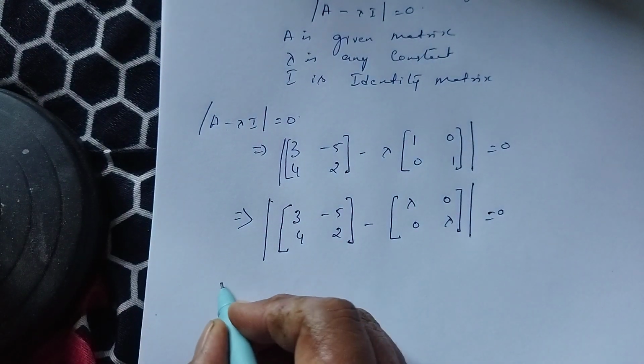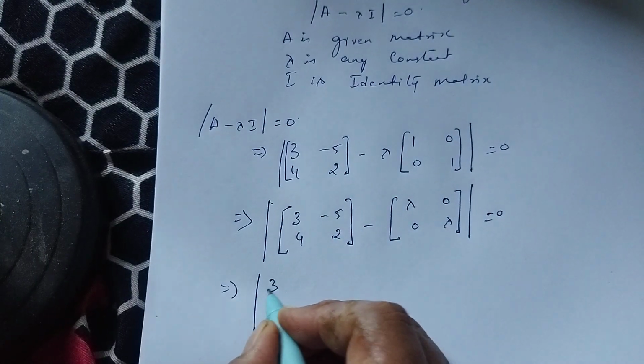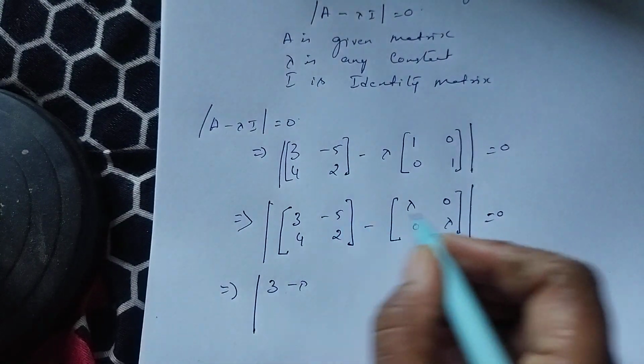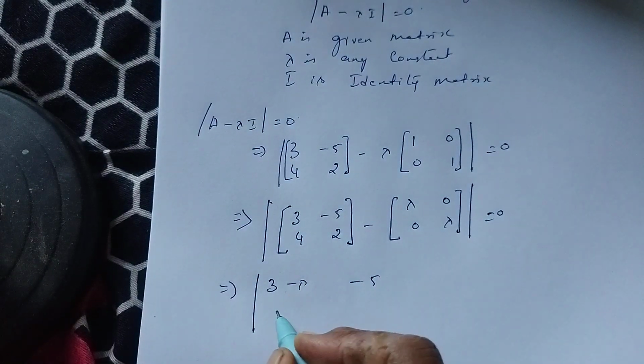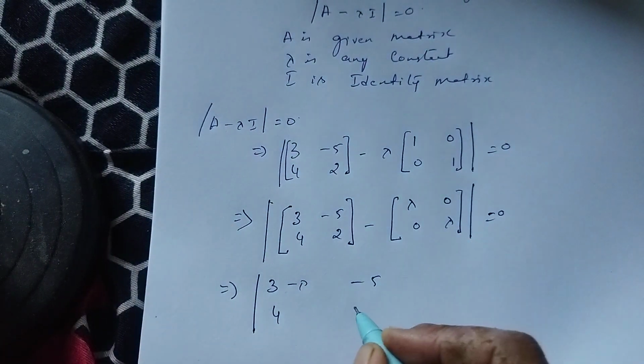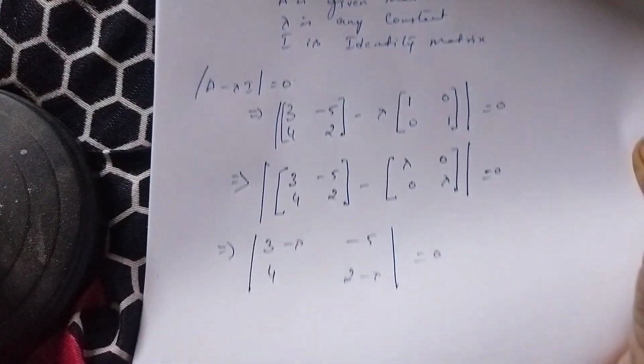Now simplify this matrix. Subtraction. 3 minus lambda is 3 minus lambda. Minus 5 minus 0 is minus 5. 4 minus 0 is 4. 2 minus lambda is 2 minus lambda. Now simplify.